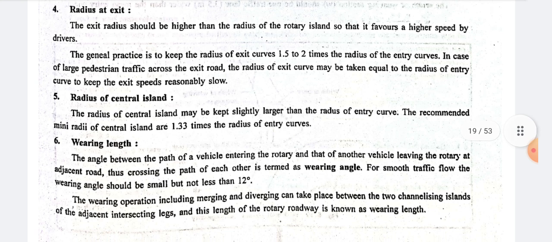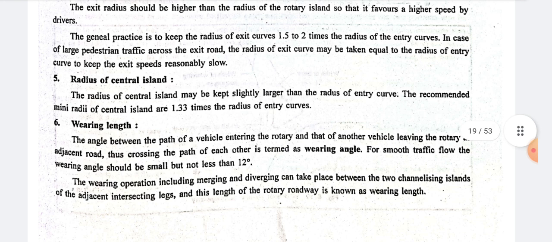Similarly, the fourth element for a rotary is the radius at exit. The exit radius should be higher than the radius of the rotary island, so that it favors higher speed by the driver. The general practice is to keep the radius of the exit curve at 1.5 to 2 times the radius of the entry curve. And in case of large pedestrian traffic across the exit road, the radius of the exit curve may be taken equal to the radius of the entry curve.